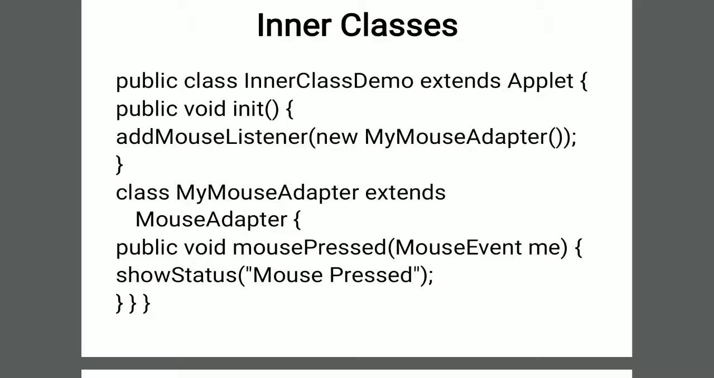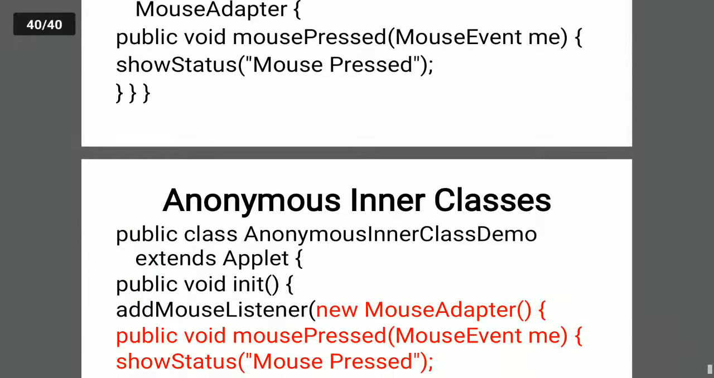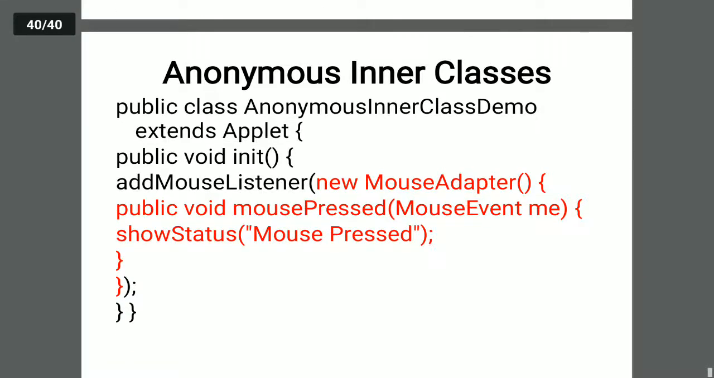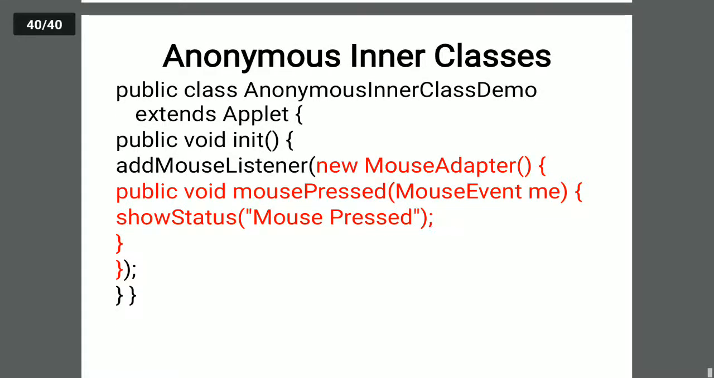Using this inner class, you can reduce the size of the program. Another example for inner class is the anonymous inner class. Here there is no name for the inner class.